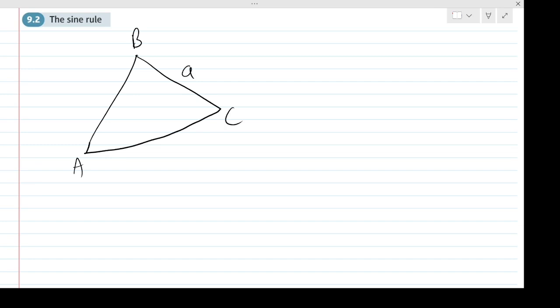In this video we're going to look at the sine rule, which you would have seen at GCSE. Last time we looked at the cosine rule. If we had a generic triangle with points A, B and C, and that's side length a, this is length b and that's length c, then the cosine rule talked about all three sides of the triangle and one angle. So it was a squared is b squared plus c squared minus 2bc cosine of A.